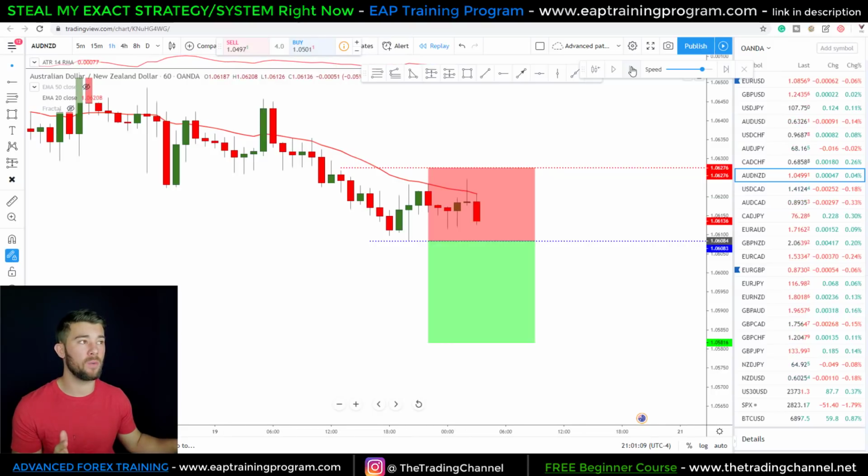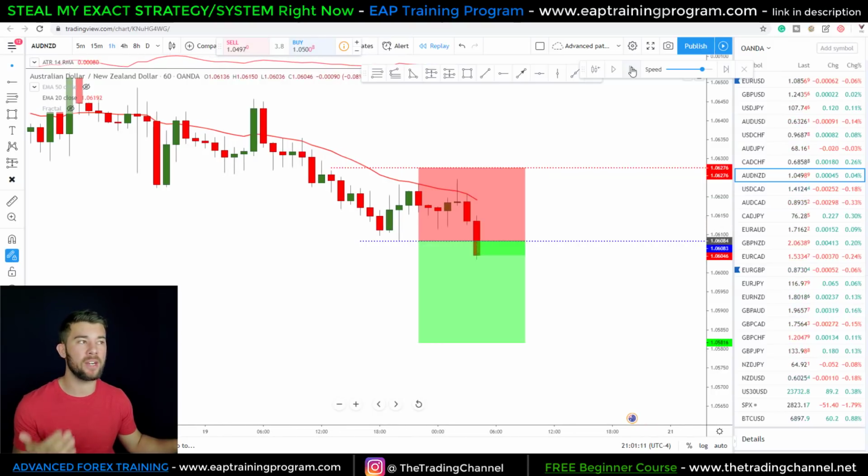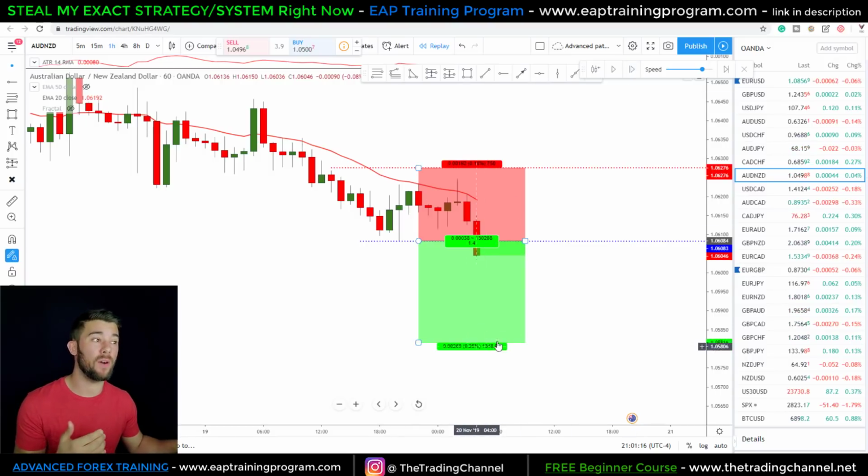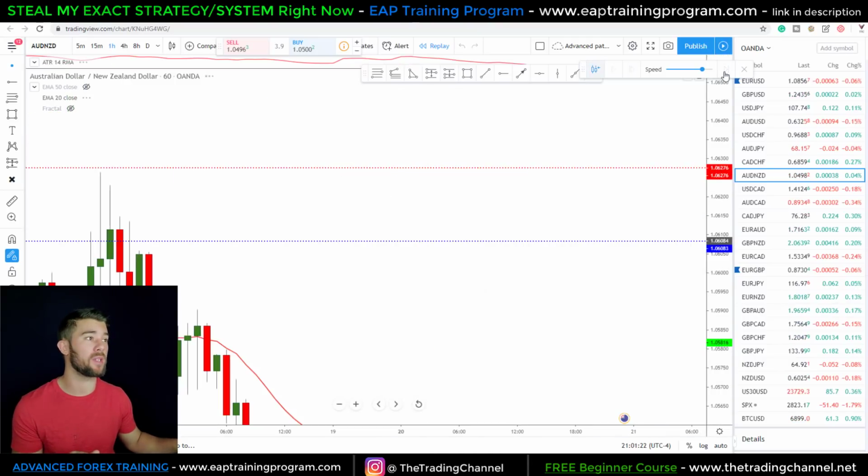No close above still, we're good. And there we are, we're entered into the trade. So right now we're short on the Aussie New Zealand, wanting to get a 1.4 to 1 risk reward. Our stop loss is sitting right up here above our swing highs. So let's keep going and see what the market does.